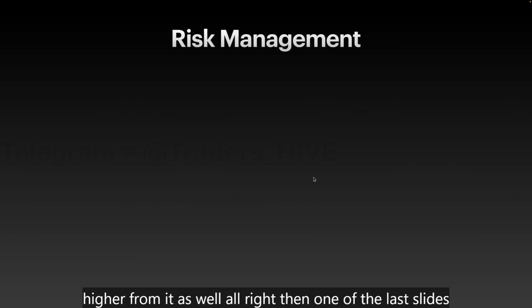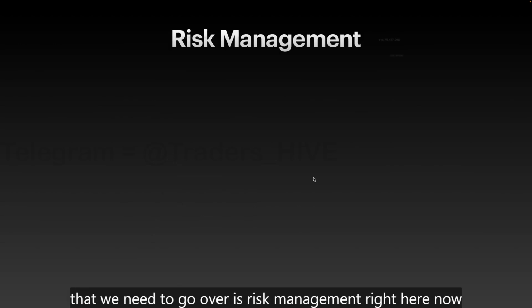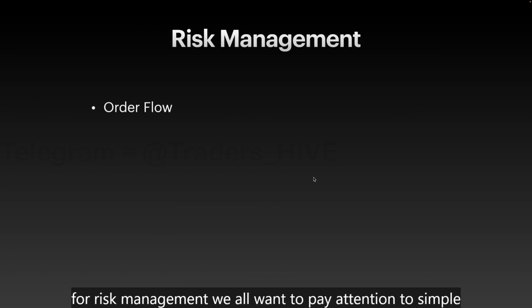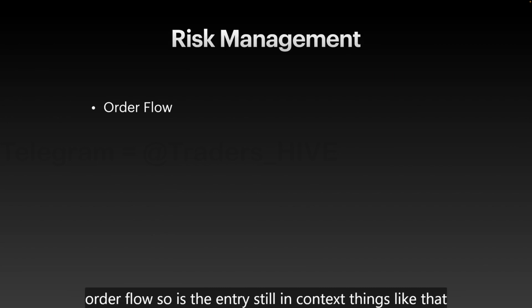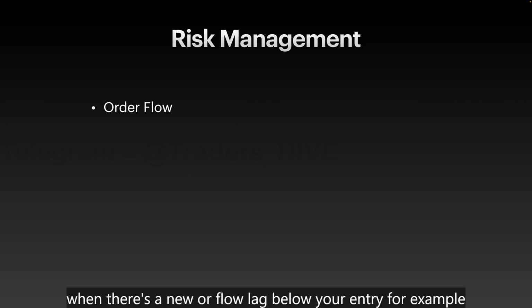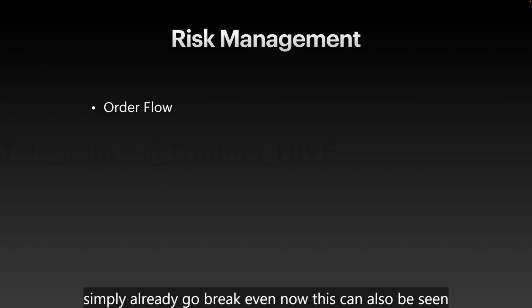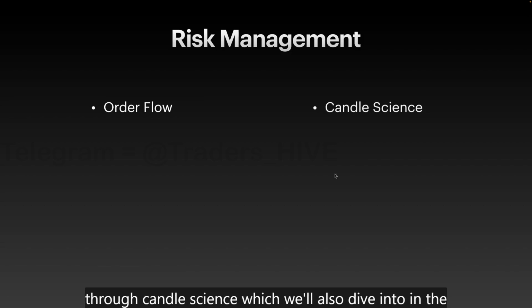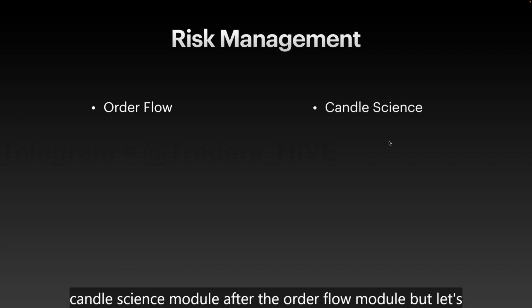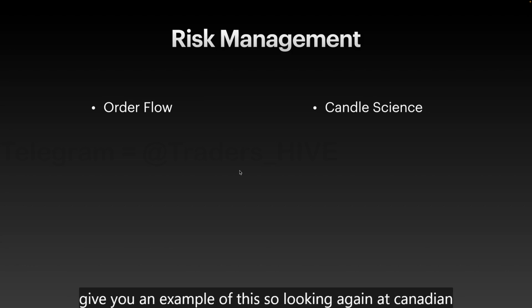All right, then one of the last slides that we need to go over is risk management right here. Now, for risk management, we all want to pay attention to simple order flow. So is the entry still in context, things like that. When there's a new order flow lag below your entry, for example, when you're looking at a bearish trade idea, then you can simply already go break even. Now, this can also be seen through candle signs, which we'll also dive into in the candle signs module after the order flow module. But let's give you an example of this.